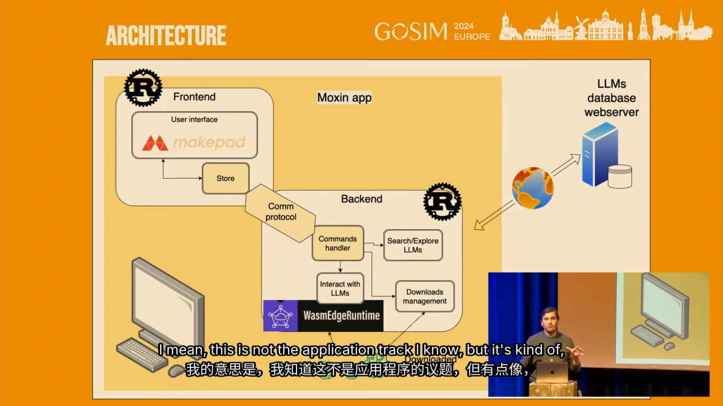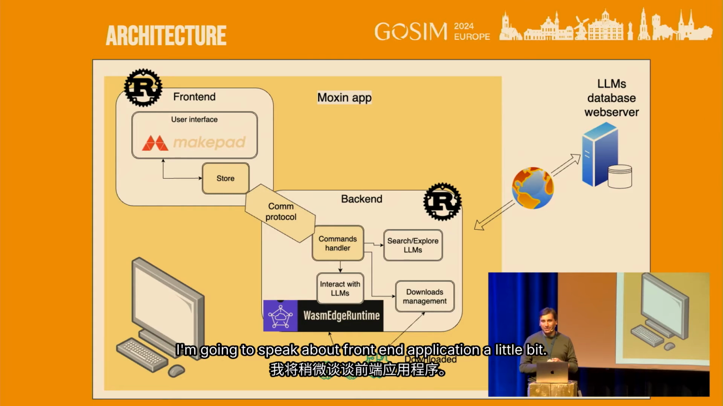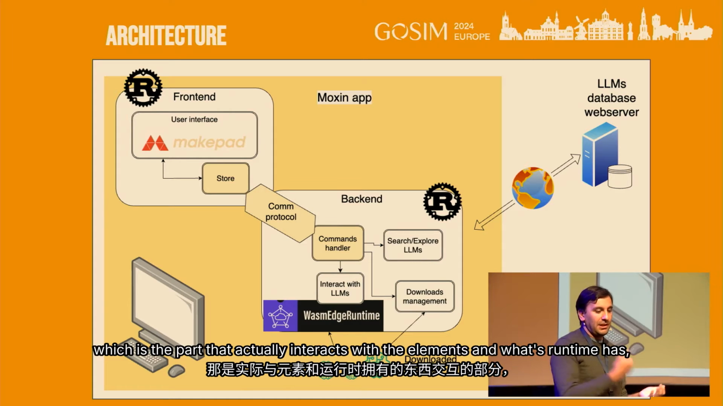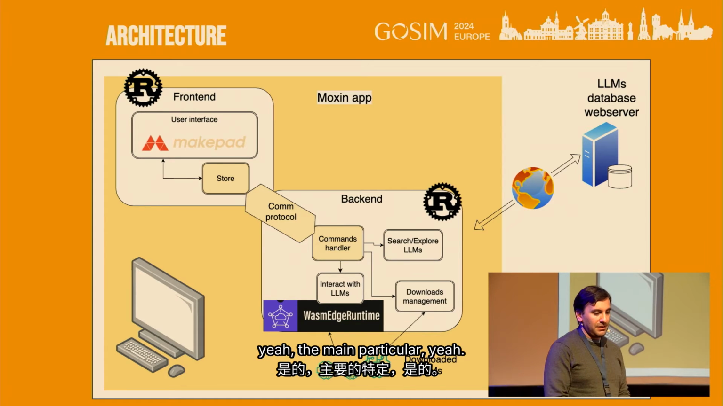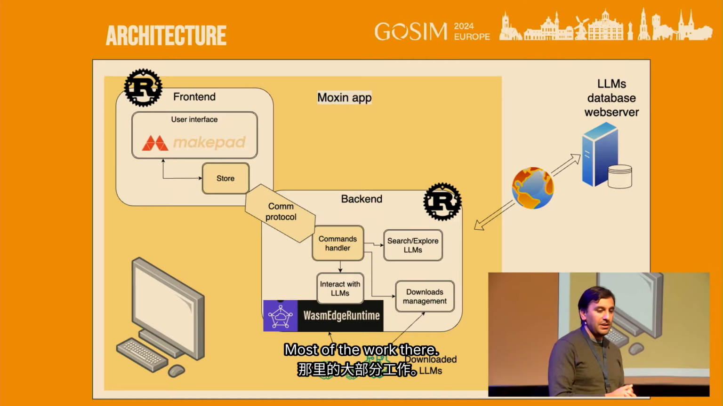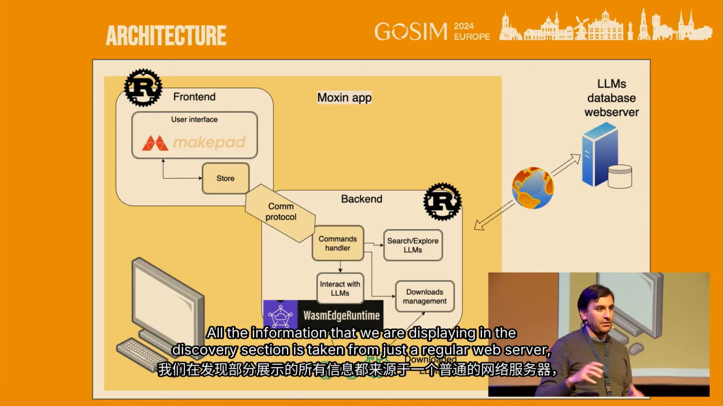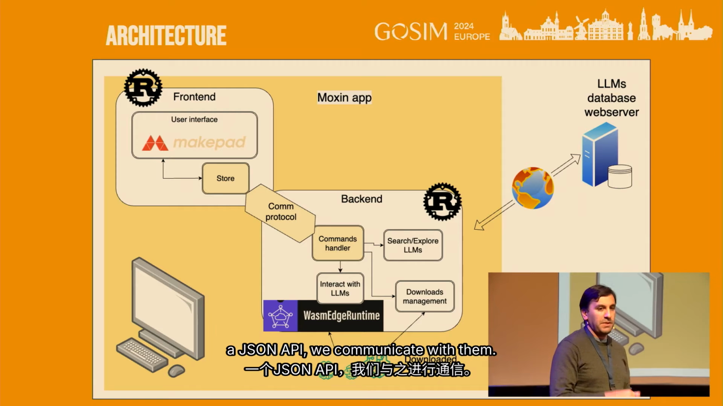I know this is not the application track, and I'm like an imposter, but I'm going to speak about the front-end application a little bit. Sorry about that. And also the back end, which is the part that actually interacts with the LLMs and the WASM runtime, has most of the work there. We also rely on an external database on the internet. All the information that we display in the discovery section is taken from a regular web server, a JSON API. We communicate with them.